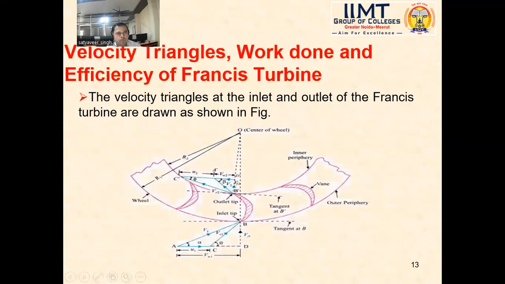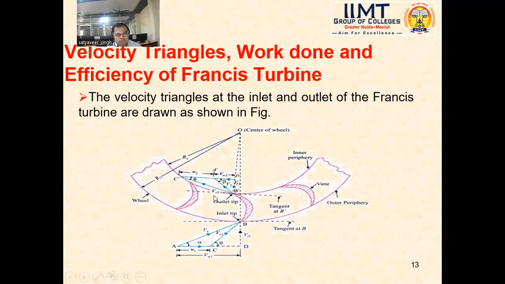Basically, if we talk about the velocity triangle, the velocity triangle, work done and efficiency of the turbines, how we can calculate. So basically, this figure shows the velocity triangle in case of Francis turbine.